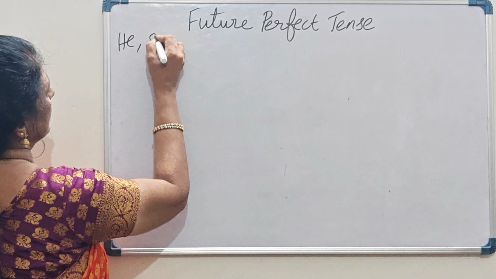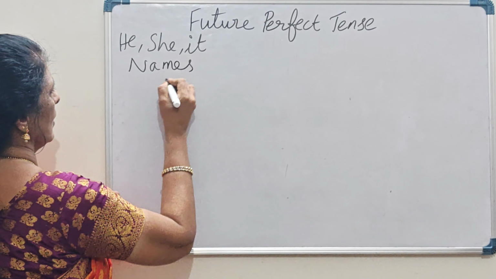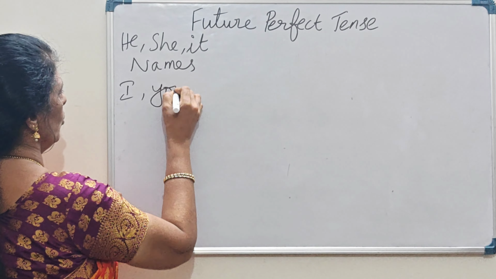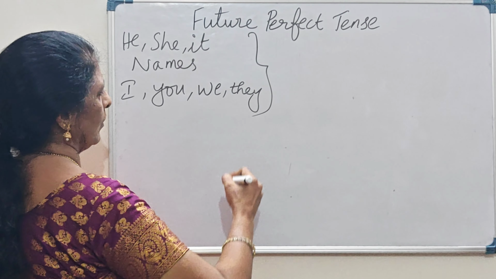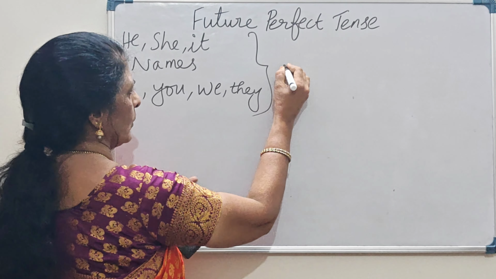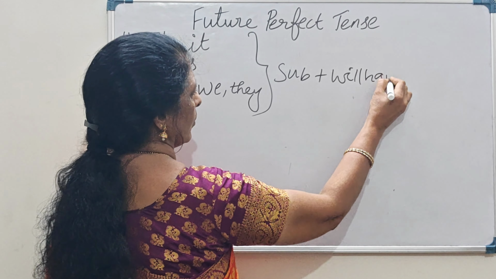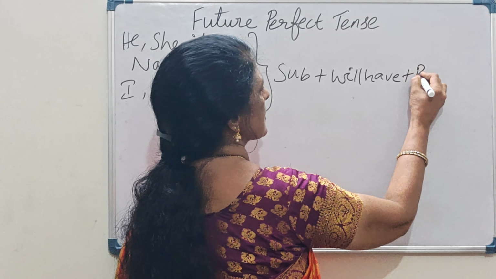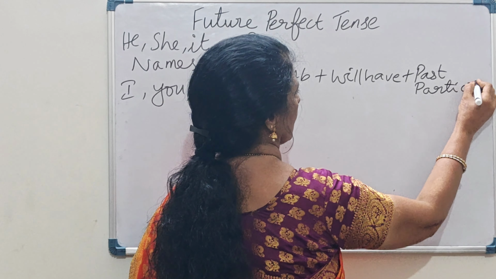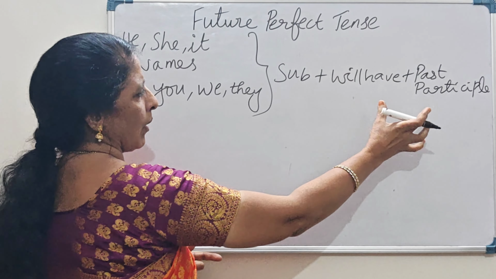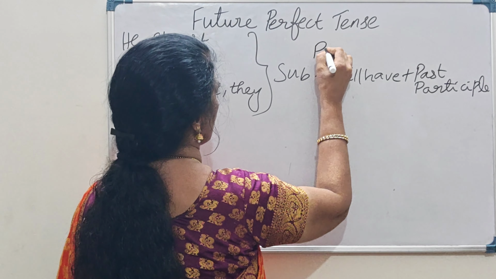He, she, it, names. I, you, we, they. For all these subjects, we have to write will have plus past participle. For perfect tense, past participle is very important. Okay. This is for positive sentence.